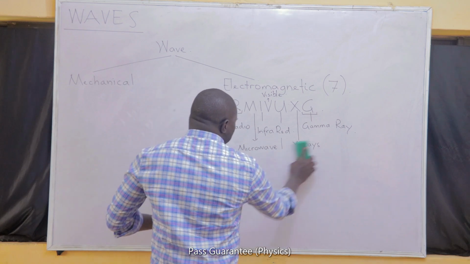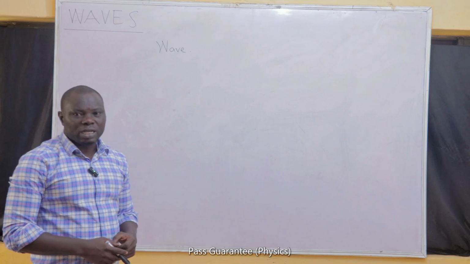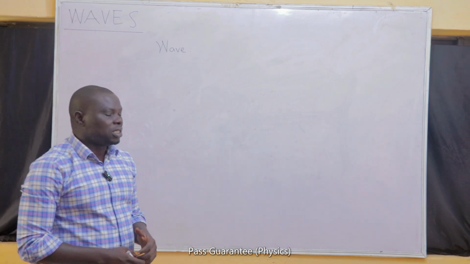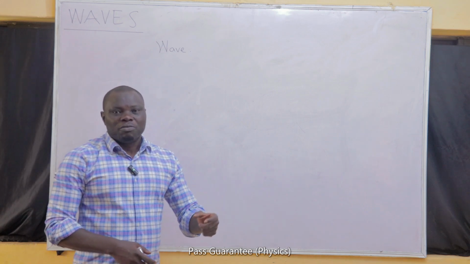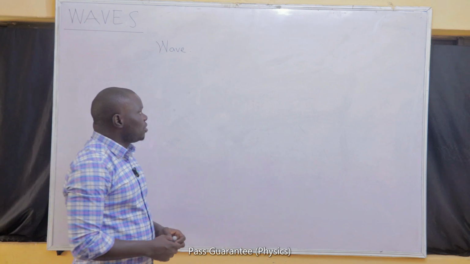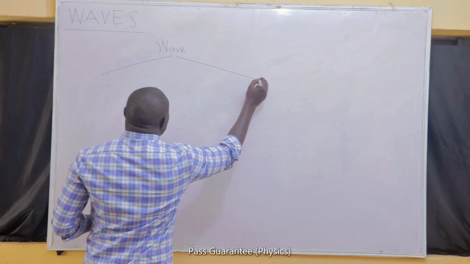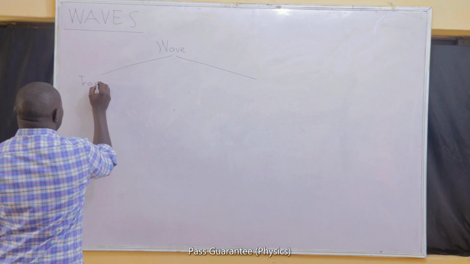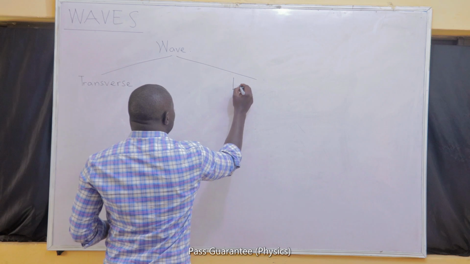We can also classify waves based on the direction of the vibration of the medium. Now that we know that waves require medium, either material medium or non-material medium or electromagnetic medium, the direction in which the medium is vibrating while the wave passes through can also be used to classify waves. In that form, we also have 2 types of wave. Considering the direction of vibration of the medium, we have what we call transverse wave, and we also have what is called longitudinal wave.